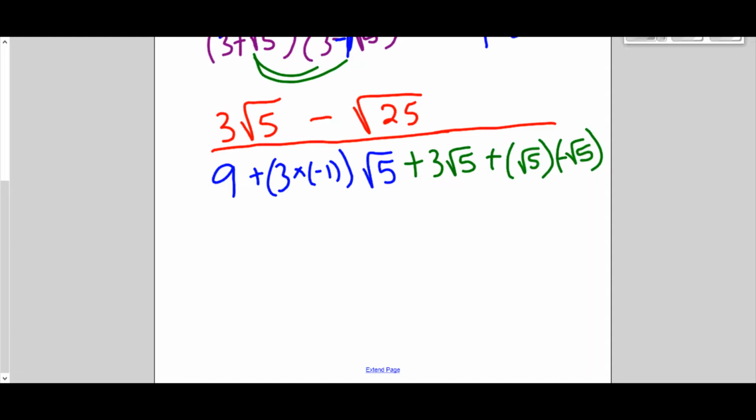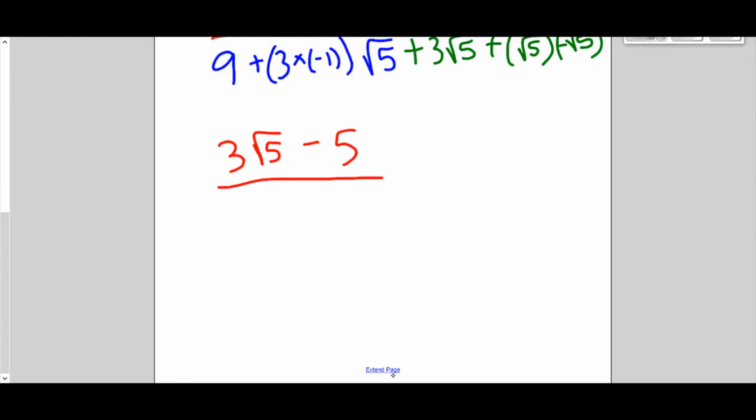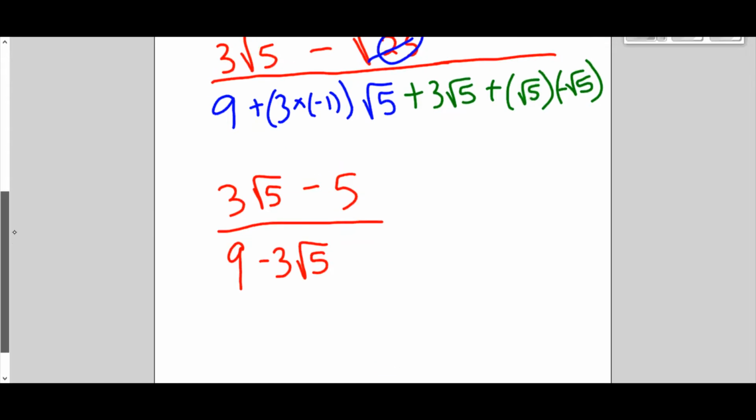So now it's just a game of simplifying. So I have 3 square root of 5 minus the square root of 25. This is a perfect square, so this is going to come out. The square root of 25 is 5. And then in the bottom, I'm going to have 9. 3 times negative 1 is negative 3, so negative 3 square root of 5 plus 3 square root of 5.